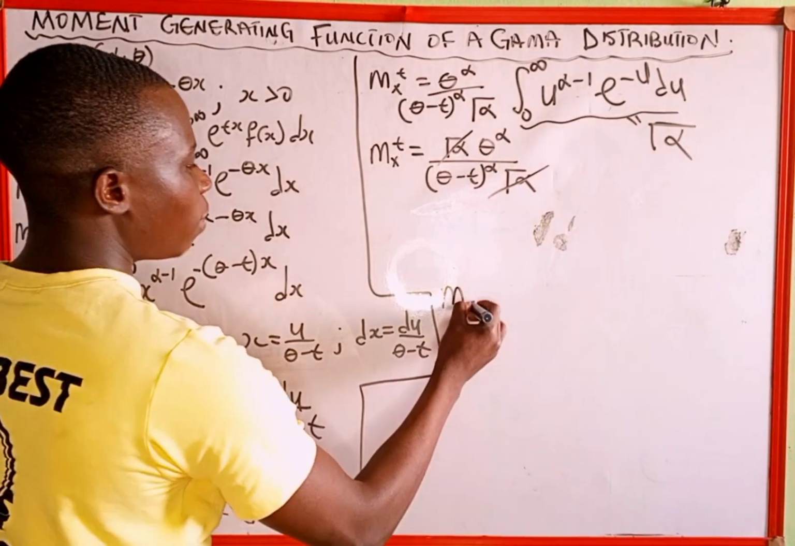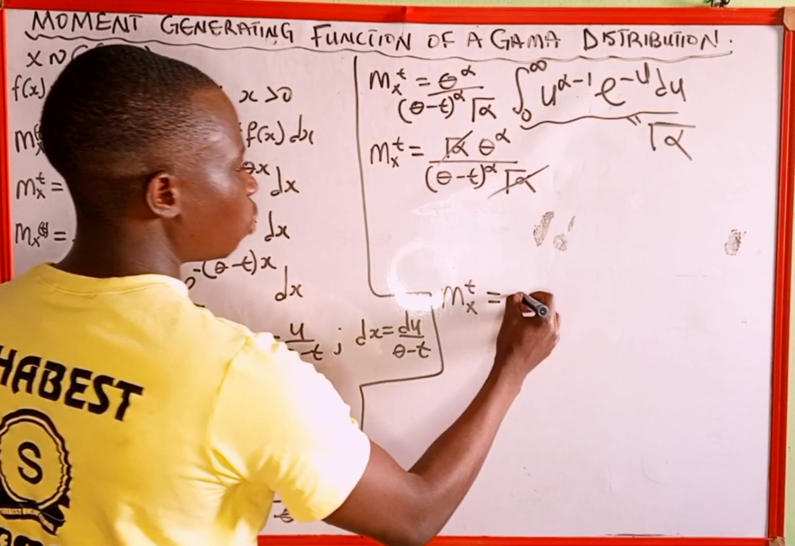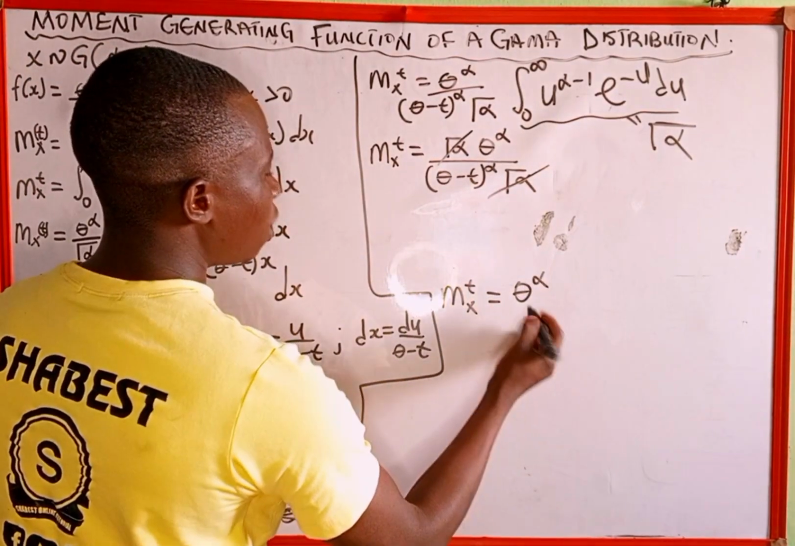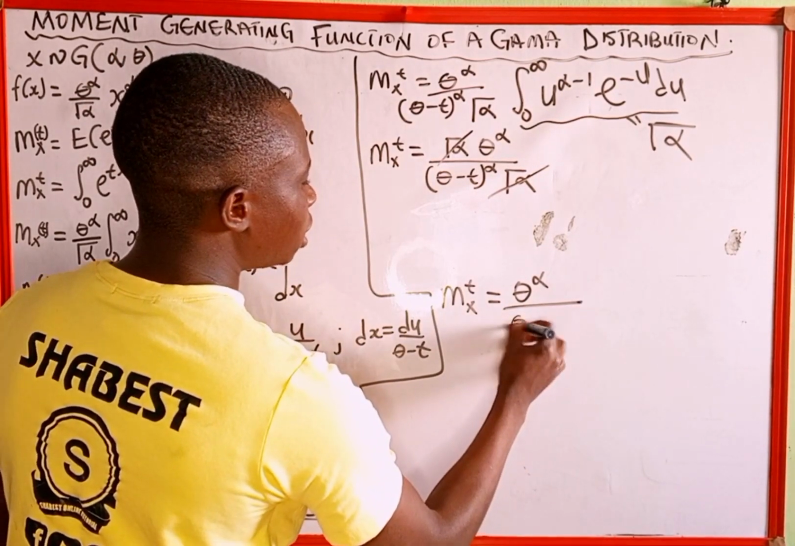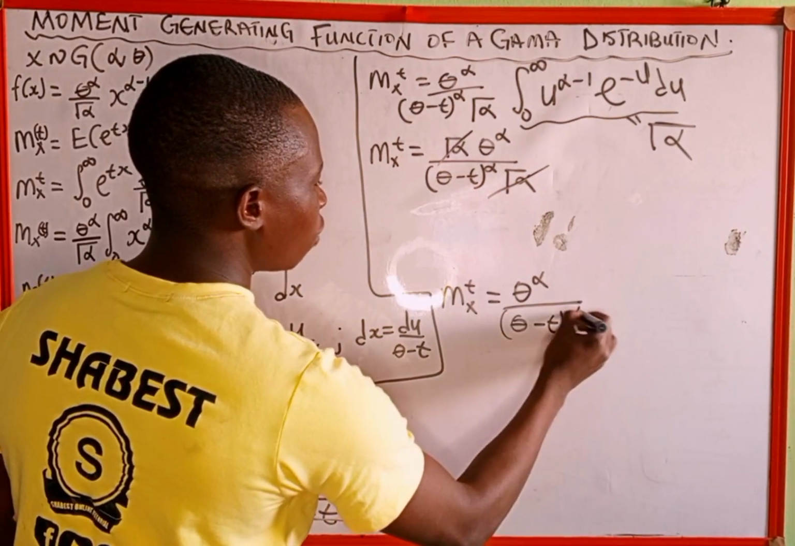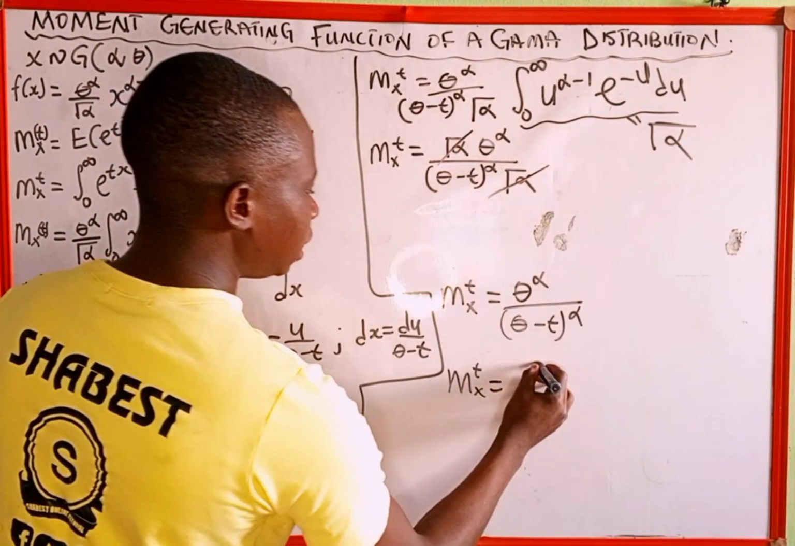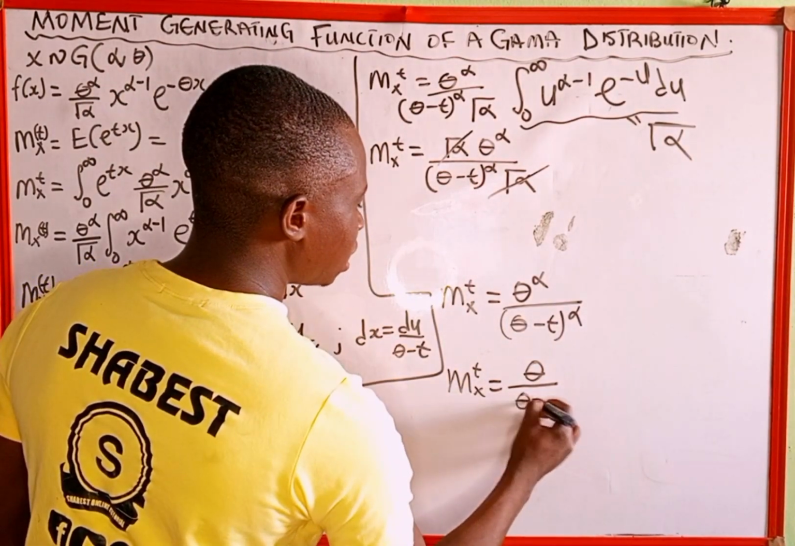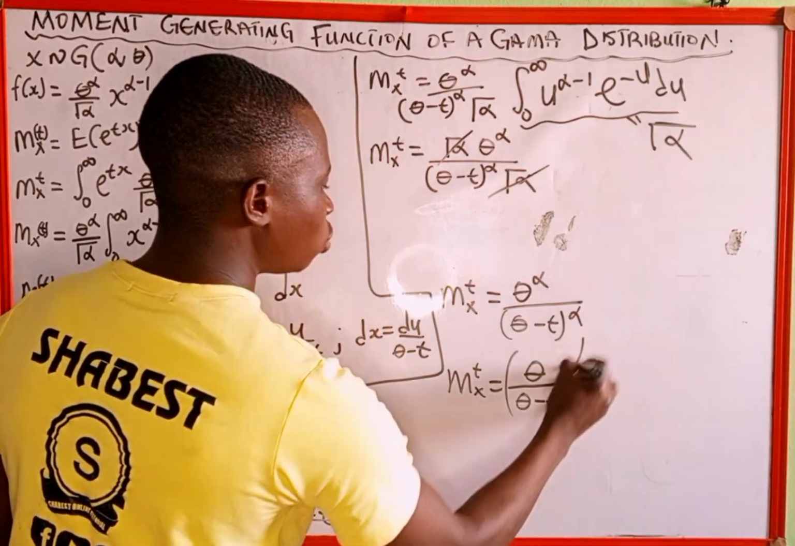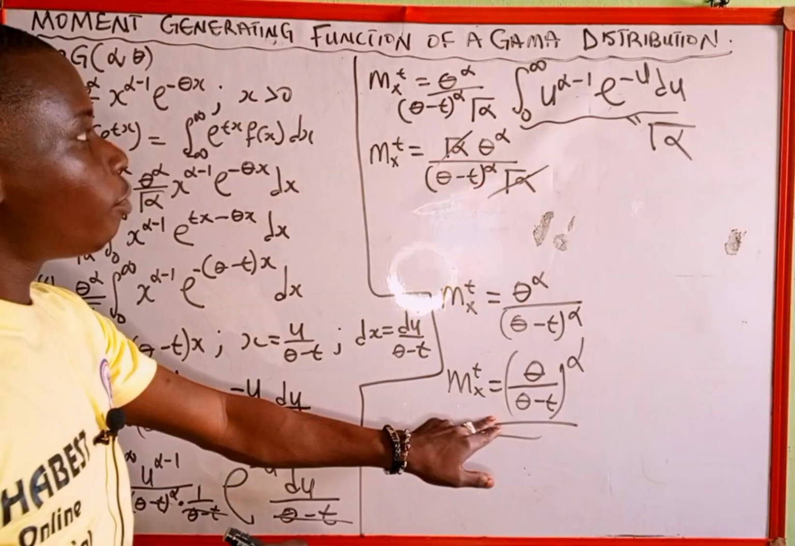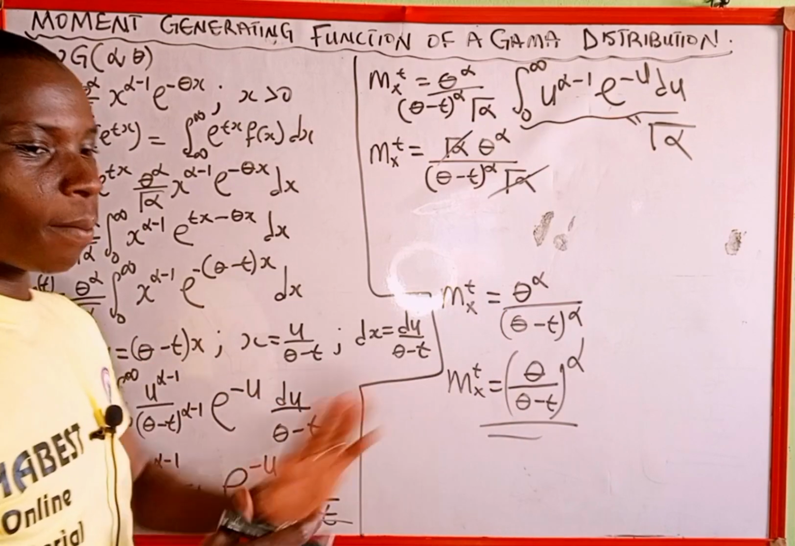So M sub X of t now will be equal to theta raised to the power of alpha all over theta minus t raised to the power of alpha. So this is the same as theta all over theta minus t, then all raised to the power of alpha. So this is the moment generating function of a gamma distribution.